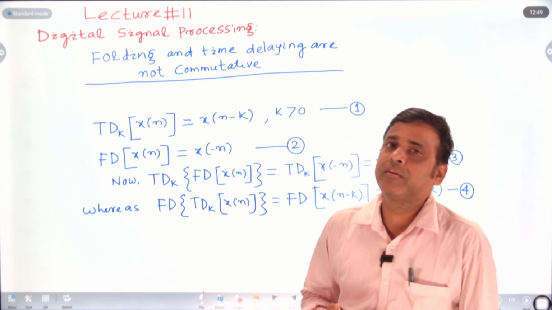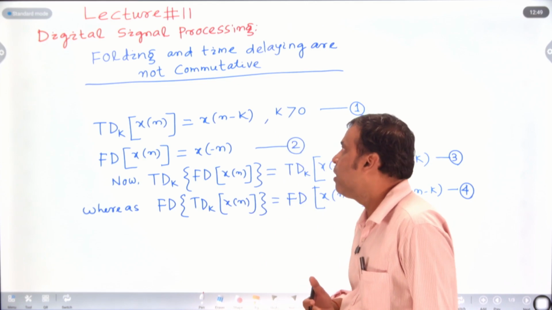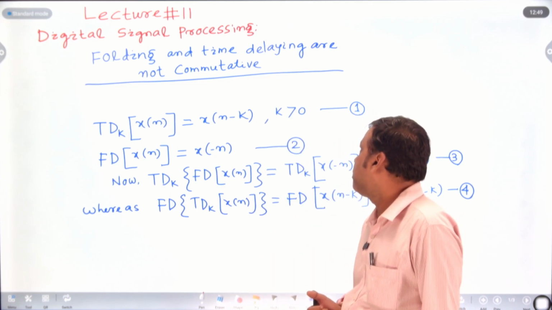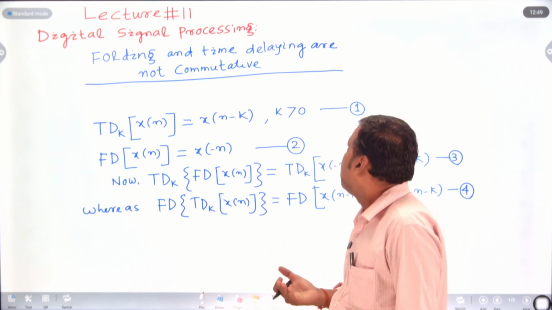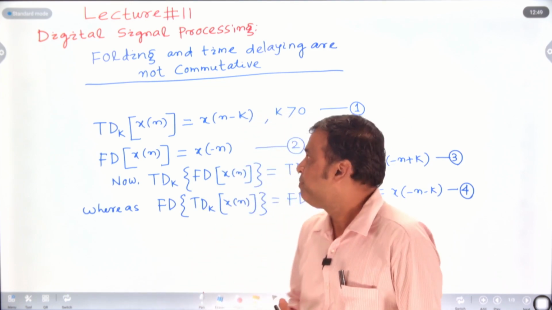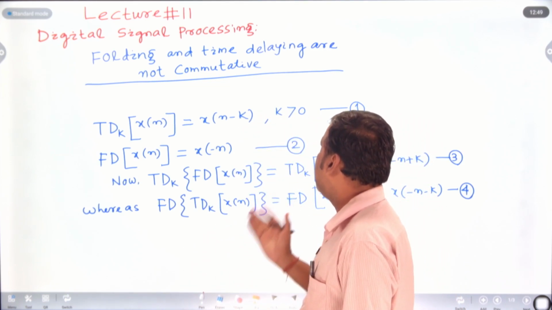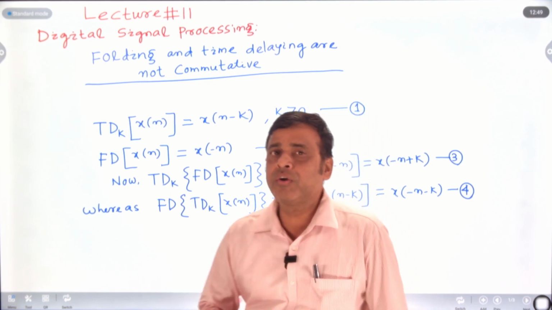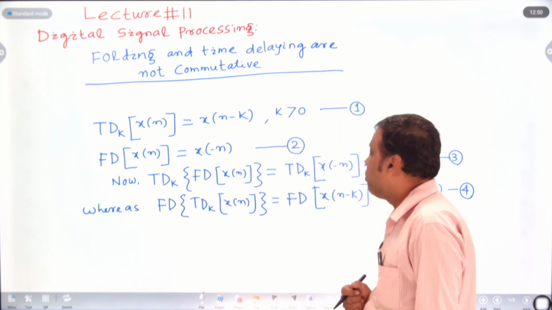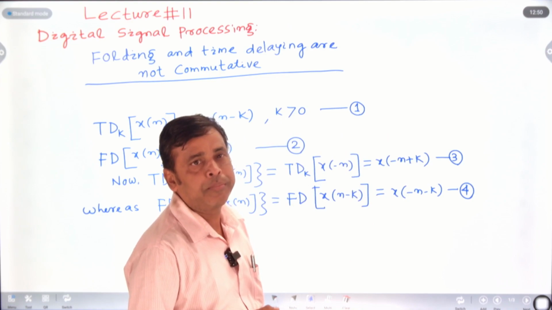Time delaying means what? If you delay that signal, first of all you will fold the signal x of n into x of minus n, then you will delay the signal, meaning shifting. Whatever sequence you get, they are not commutative. Folding then delaying, and delaying then folding, are not the same. In the previous lecture I already told you what is delay or time shifting of a discrete signal x of n.